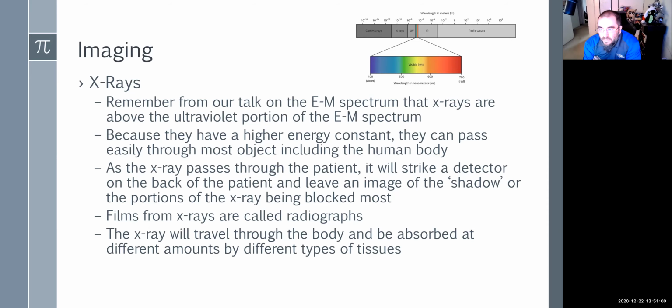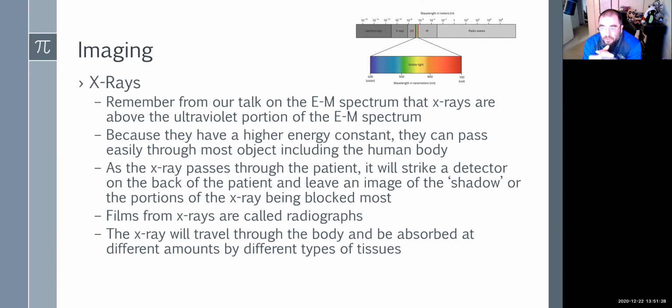As that X-ray passes through the patient, it will strike a detector on the back of the patient and leave an image or a shadow of the patient. Back to that topic of McCarran, right? Because I've got plates in my neck, if I go through the metal detector, guess what happens? The metal detector goes off. So I have to go through the scan machine. And that basically gives them an overview of, oh yeah, look, he's got metal in his neck. That's why the metal detectors are going off.